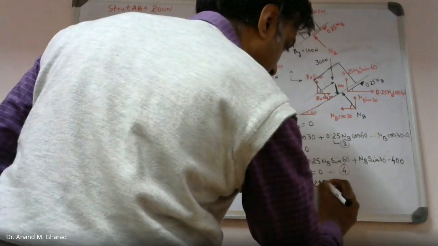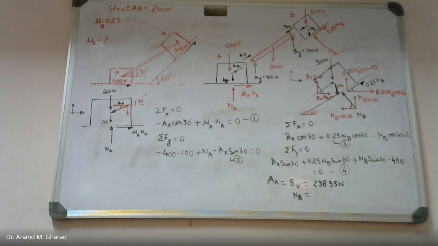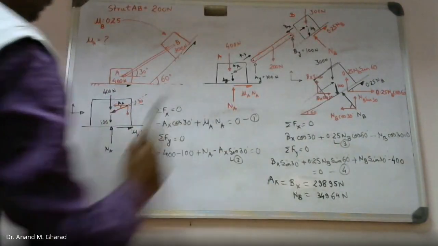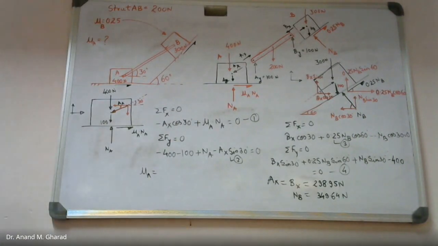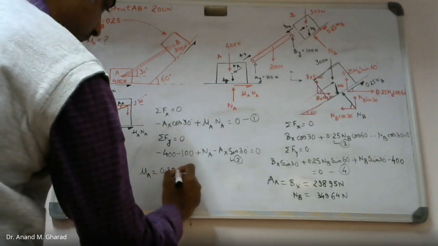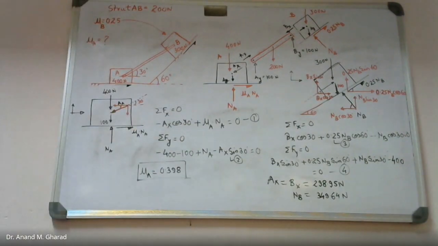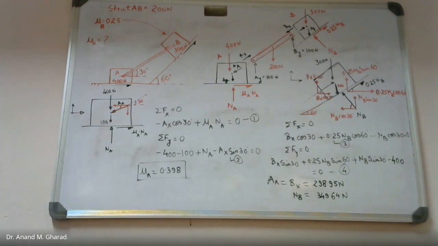Okay. I am getting a Bx value to be 298.95 Newton. NB value 349.64. And after substituting these values in this equation, I am getting mu A 0.398. Okay? You can solve this, you can verify whatever I have solved over here and just check whether the values are correct. Okay? Is this okay?